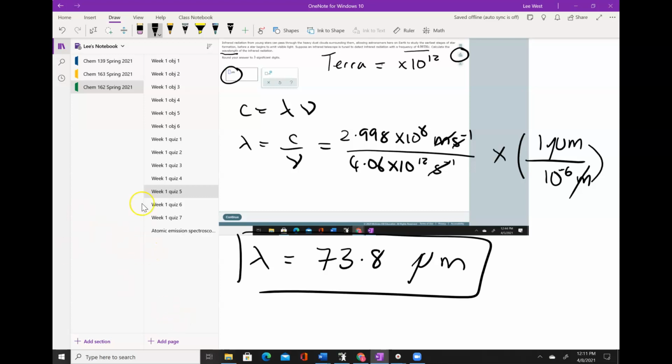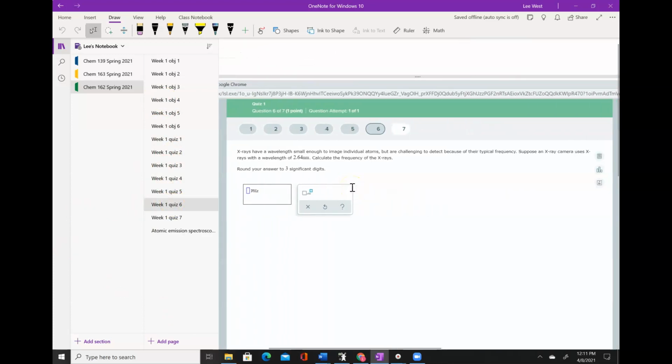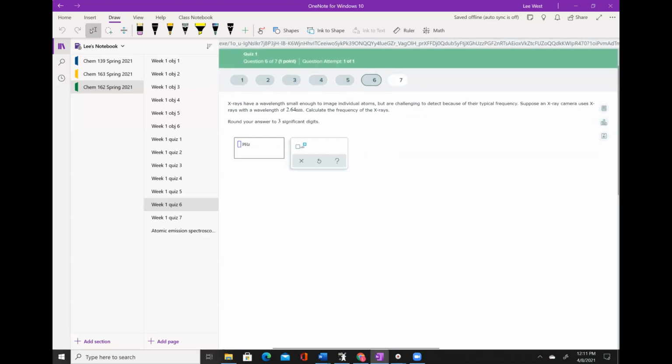All right. Okay, 2 questions left. Let's see what we've got. X-rays have a wavelength small enough to image individual atoms, but are challenging to detect because of their typical frequency. Suppose an X-ray camera uses X-rays with a wavelength of 2.64 nanometers. Calculate the frequency of the X-rays, round your answer to 3 significant figures, and we're asked to give it in PHz, capital P. So what is capital P?